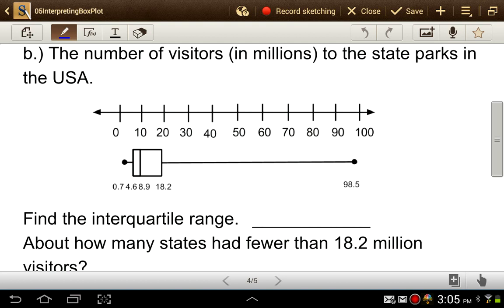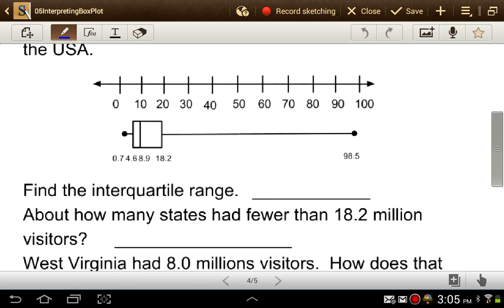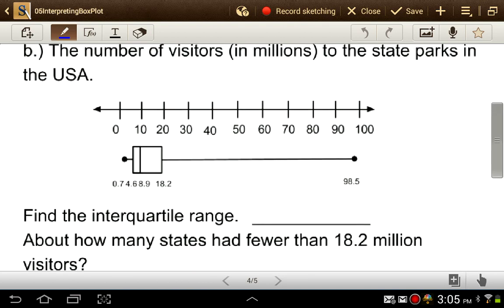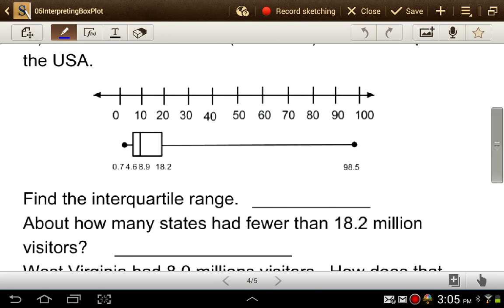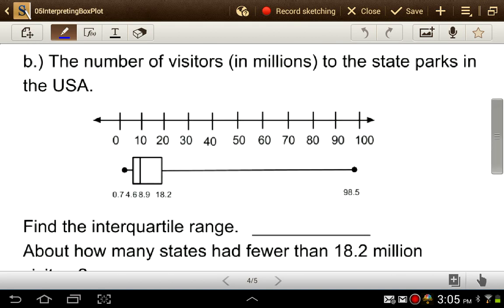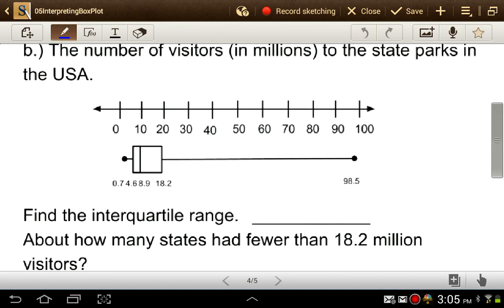Okay. Let's look at example B. The number of visitors in millions to the state parks in the United States. Okay, so this is data from the year 2000. It's a number of visitors to state parks in the USA. Okay, so I'm going to scan down a little bit. If you need to pause that, go ahead and pause it so you can write that down.